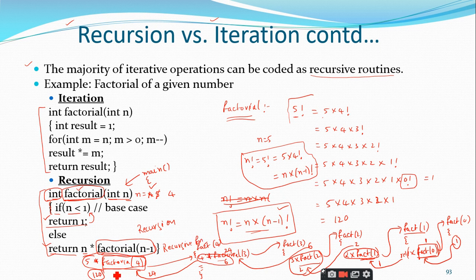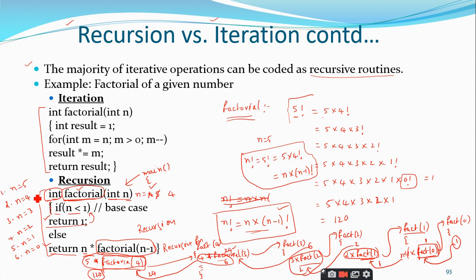See here how many times the function is being called. This is one function call with n is equal to 5, and the second function call, the function itself called with n is equal to 4, second time, and the third function call is with n is equal to 3, and the fourth function call is with n is equal to 2, the fifth function call is with n is equal to 1, and the sixth function call is with n is equal to 0.